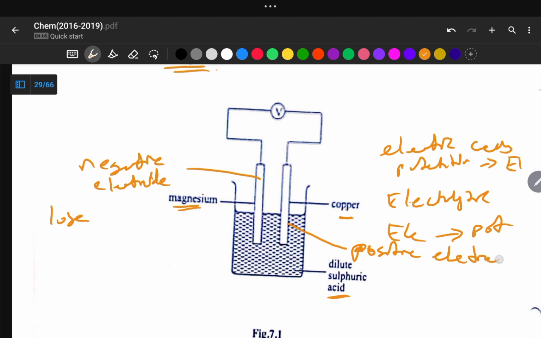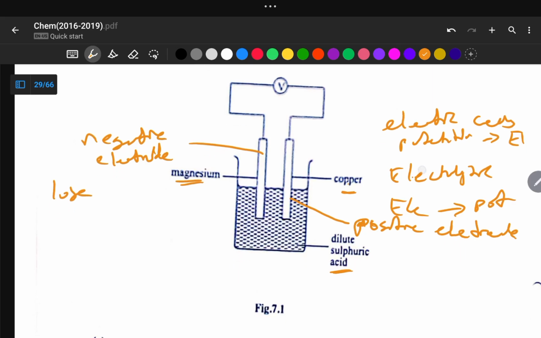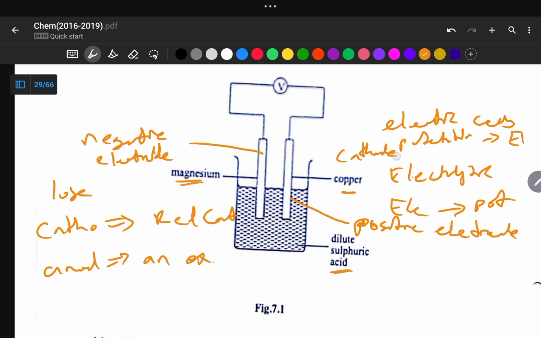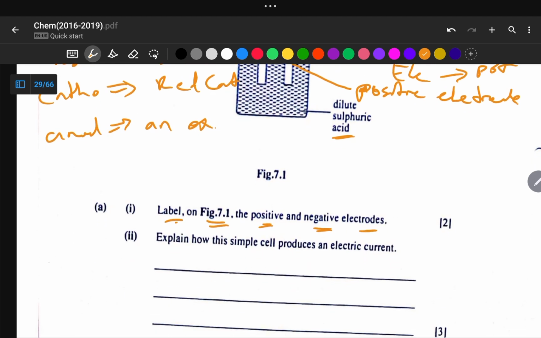So we don't define these electrodes in terms of anode and cathode using that way. Anode and cathode are only defined using the mnemonic red cat for cathode, and an ox for anode. Where we are having oxidation, that's the anode, and where we are having reduction, that's the cathode. So this one is obviously our cathode, and this one our anode, right? So we can now move on to the next part of the question.